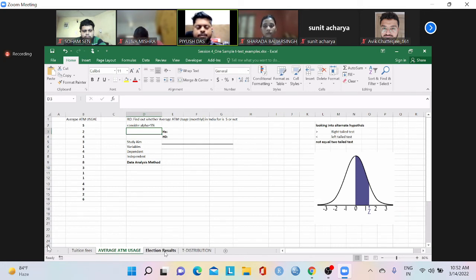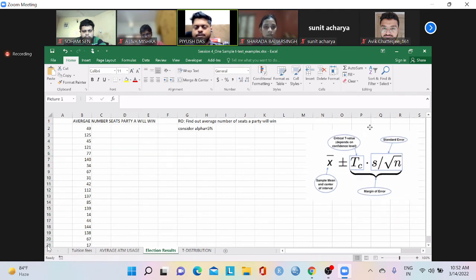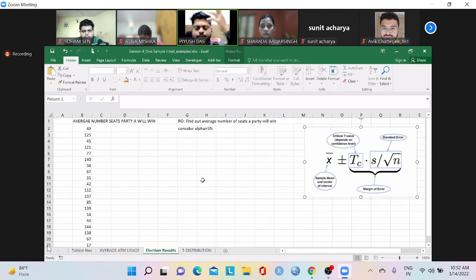Before we have another 7-8 minutes, I just want to show how to use this confidence interval, right? Right now elections happened, right? And most of the polls, they showed that, okay, one company or one political party will win this many seats, right? How do they do that?